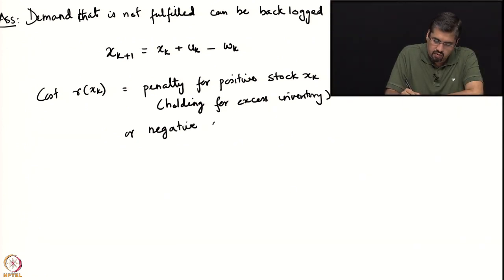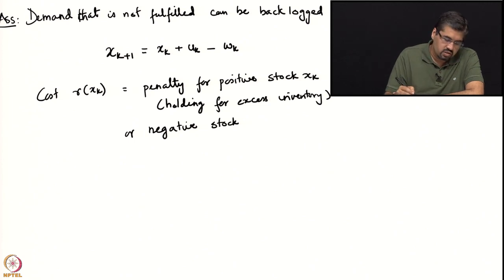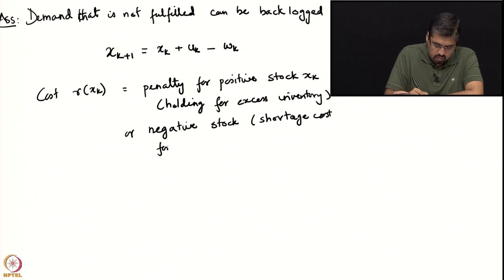So if you have backlog demand, then this could be a penalty for that as well. Because if your demand is not fulfilled, you would not want it to be that way. You would want your demand to be fulfilled immediately. So you can think that there is an additional cost on top for having negative demand as well. Okay, so this is a shortage cost for unfulfilled demand.